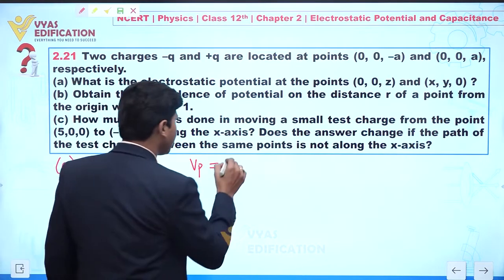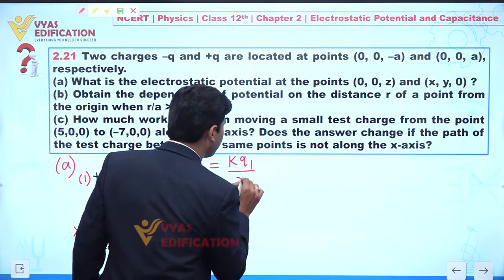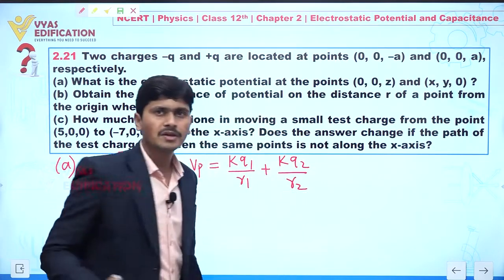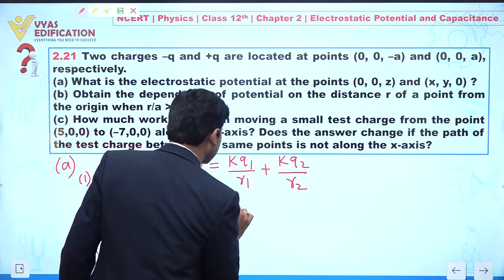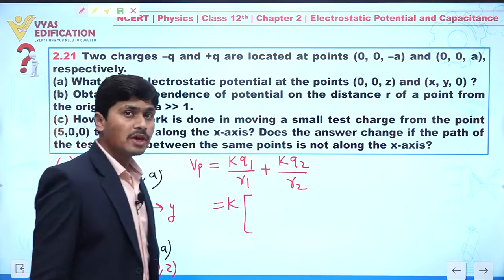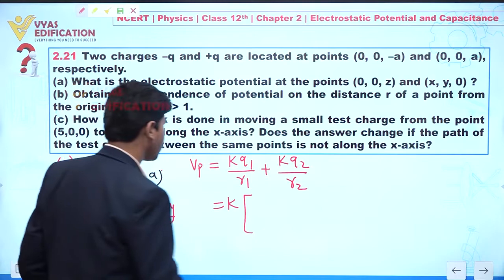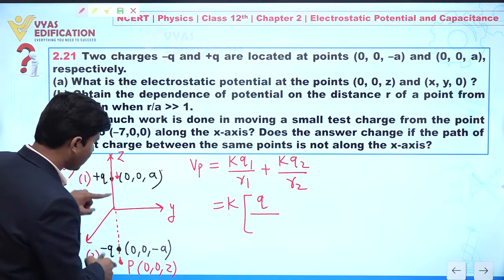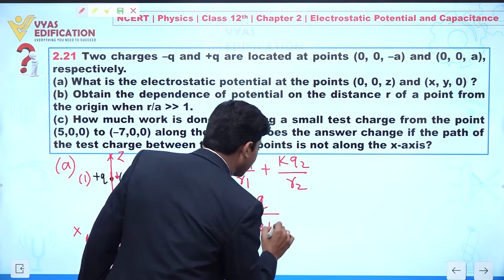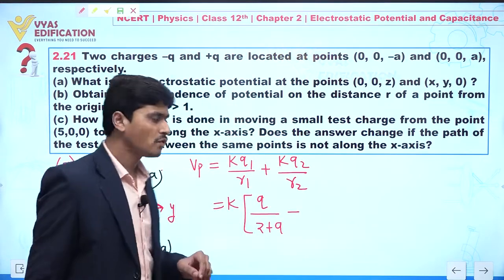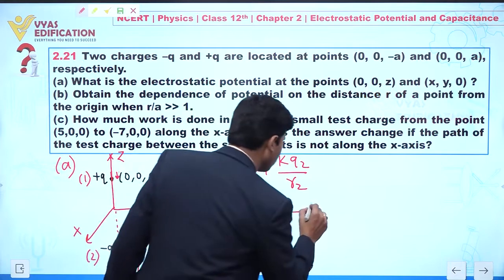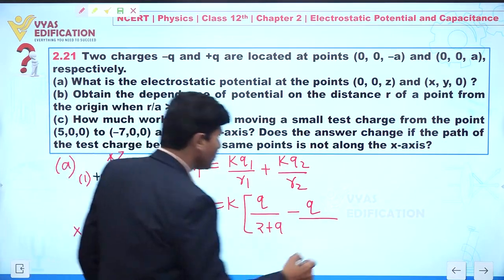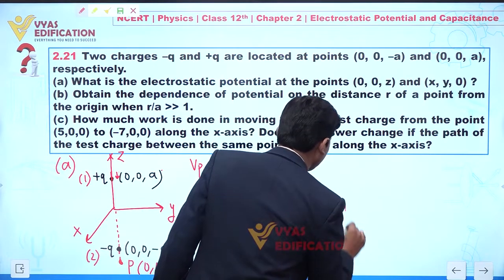So first I am writing the formula: k q1 upon r1 plus k q2 upon r2. Now we can say k q1 upon r1, the value of q1 we have is plus q, and the distance r1 is equal to a plus z, so this is z plus a. Then the value of q2 we have is minus q, divided by r2, and r2 we can say is z minus a.